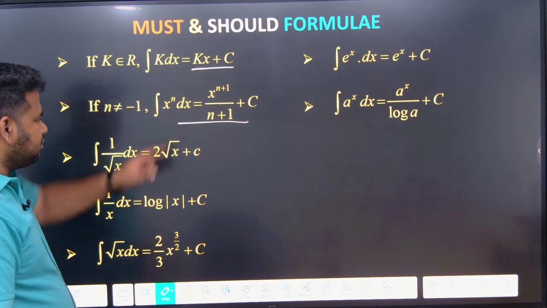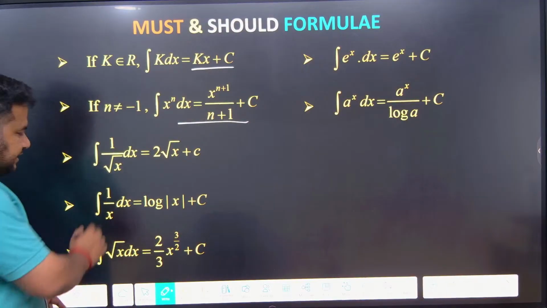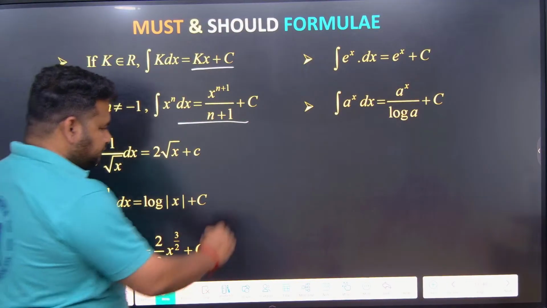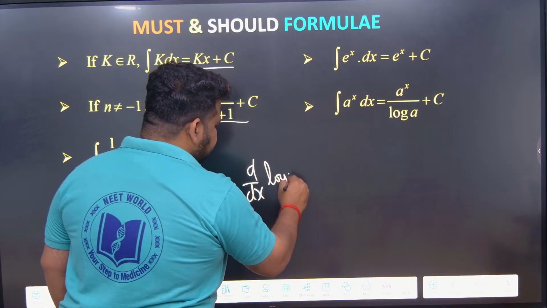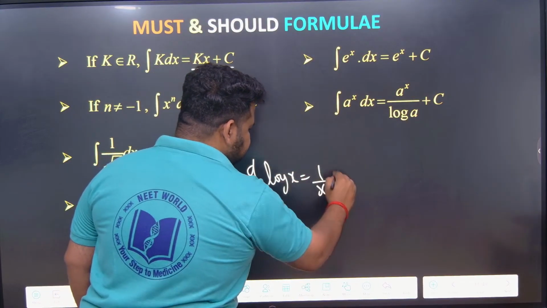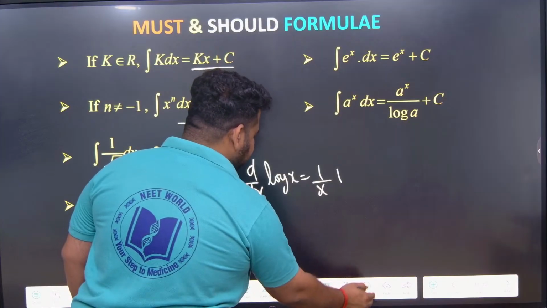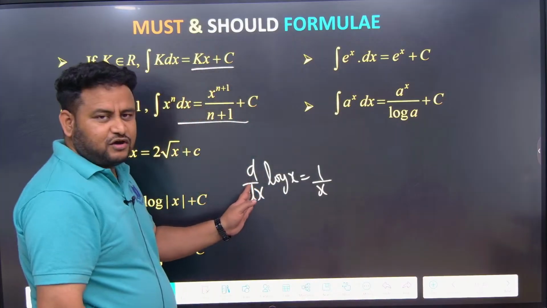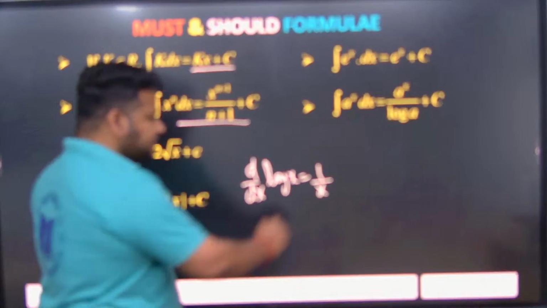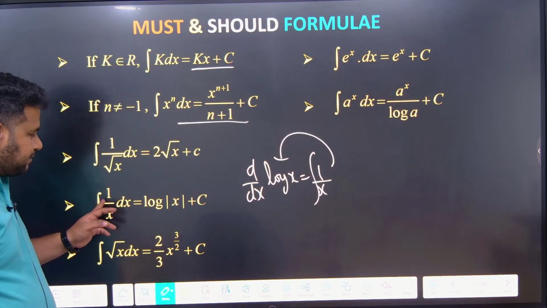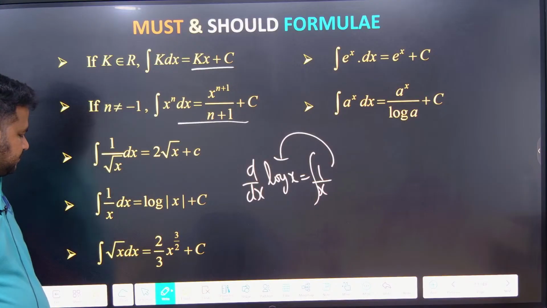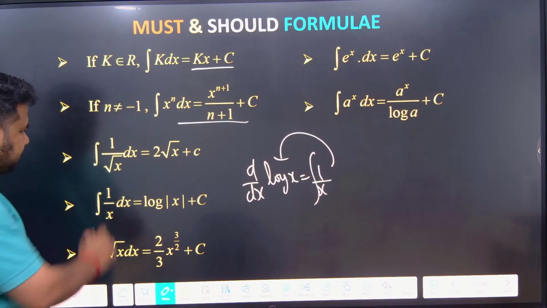Now, if n is equal to minus 1, what will happen? We get 1 by x. The integral of 1 by x is log mod x. We know that d by dx of log x is 1 by x, and plus c won't come when it comes to differentiation. But if I integrate this, I will get this value. The integral of 1 by x dx is log mod x plus c. Please remember this.